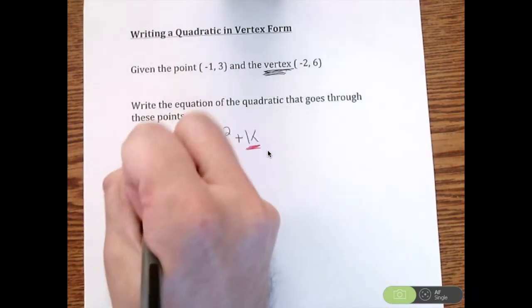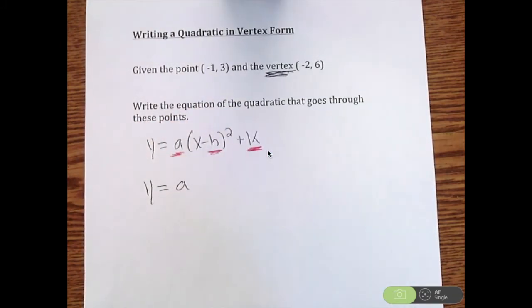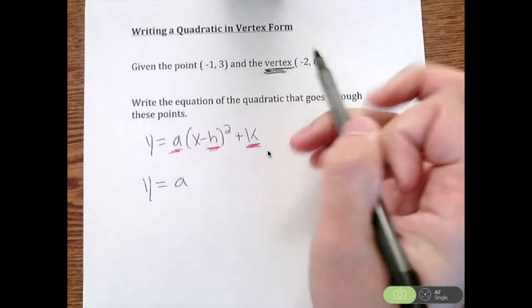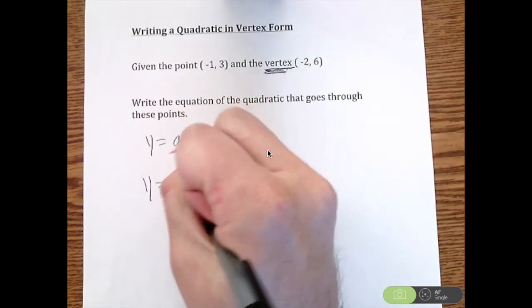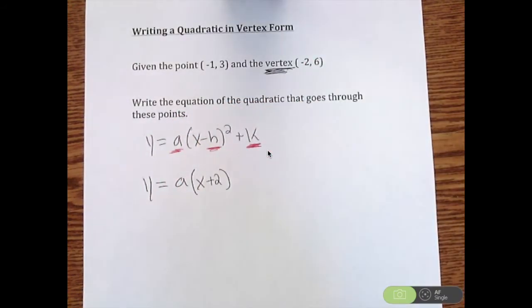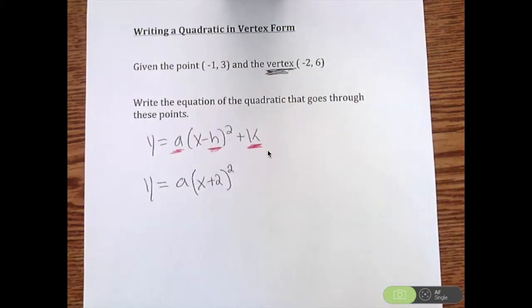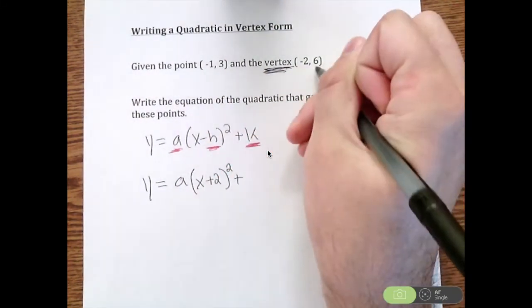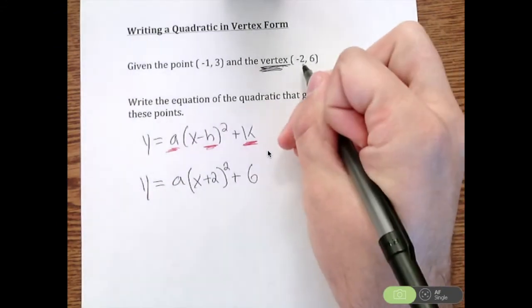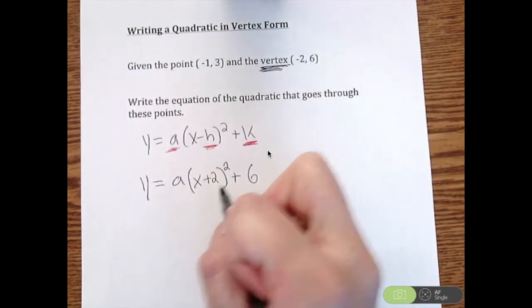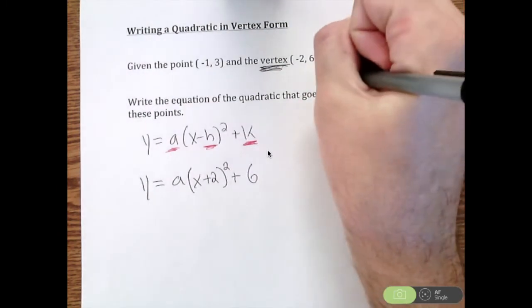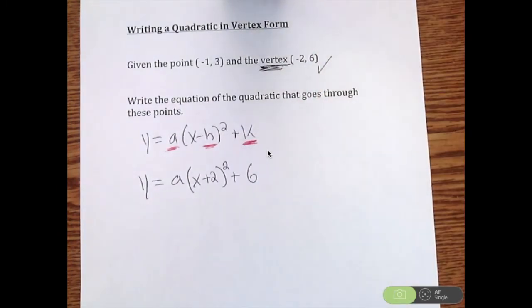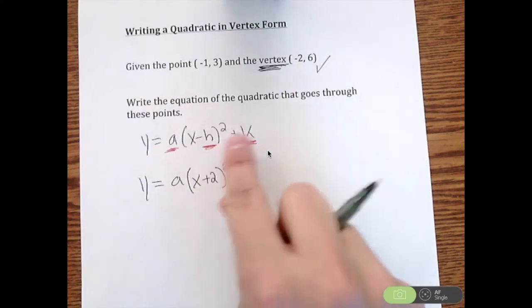So I'm going to have y equals a, and we still don't know what a is, so I'm going to leave that alone. But if I have a vertex of -2, 6, with a -2 here, I'm going to have the opposite, x plus 2, on the inside squared plus k, and k in this case is just going to be 6. So even though it's -2, it's going to look like +2 there, and 6 is still going to remain 6. So I've used the vertex part of the information I'm given, and we have h and k covered.